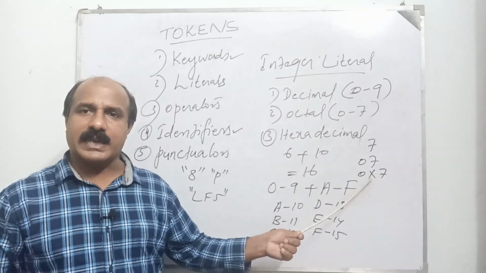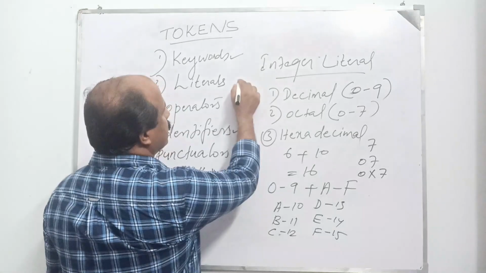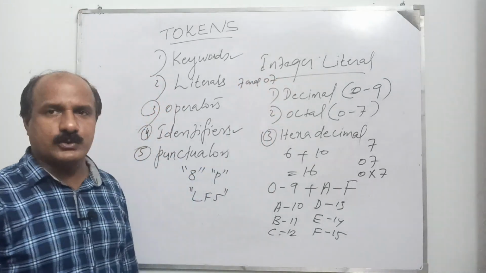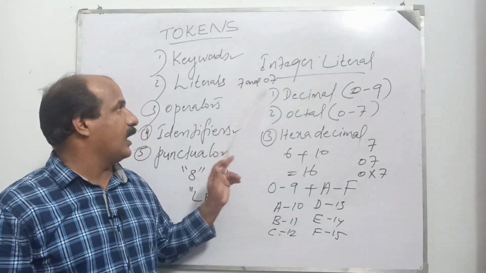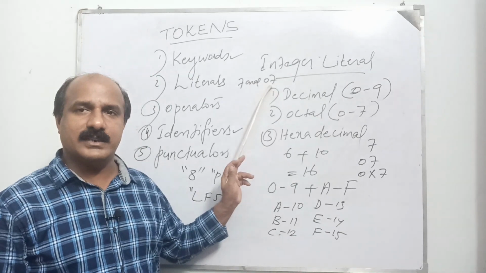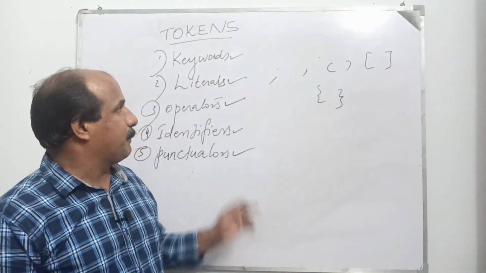This will be hexadecimal. So there is an important question. What is the difference between 7 and 07? What is the difference between these two? The difference between these two is that this is a decimal integer literal and this is an octal integer literal.